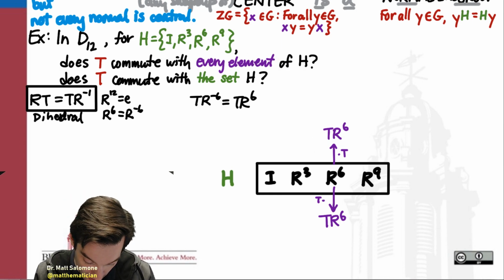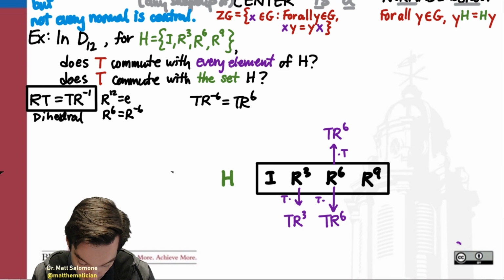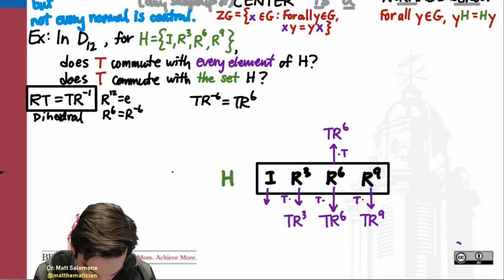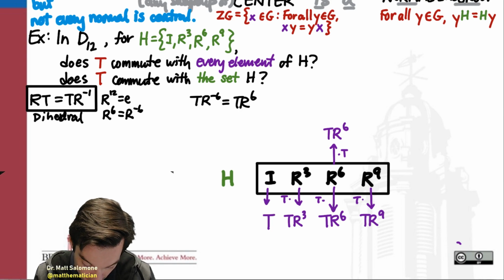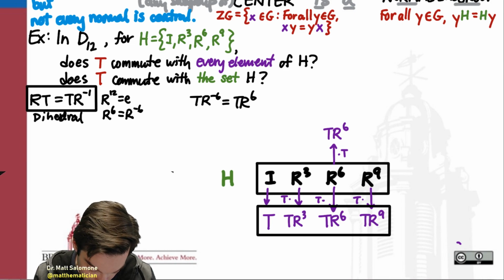Let's try left multiplying R cubed by T. If I left multiply R cubed by T, I'm going to end up with the element that we call TR cubed. And then why don't we also left multiply R to the 9th? I get TR to the 9th. And if I left multiply the identity, I get the element T. And so what we've just built here, these 4 elements are a left coset of H. Right? They're the left coset TH.